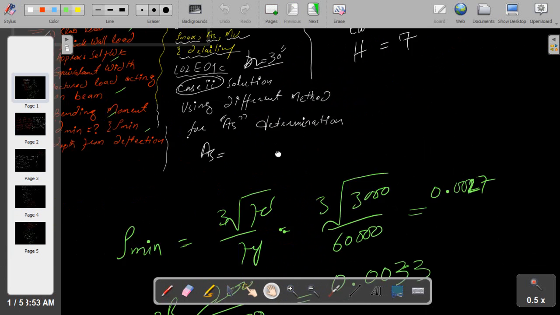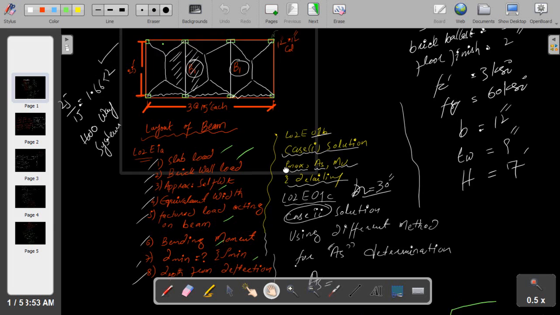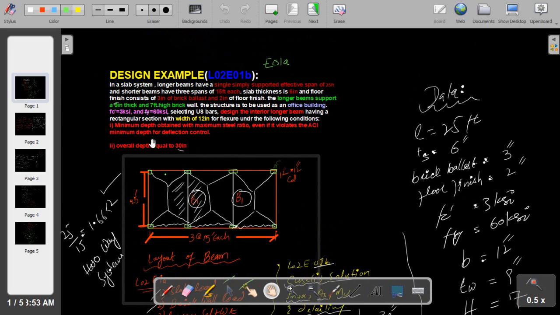In case 1, what is required from us is to find out the minimum depth obtained with maximum steel ratio. This means use the rho max value and find out the D minimum value.